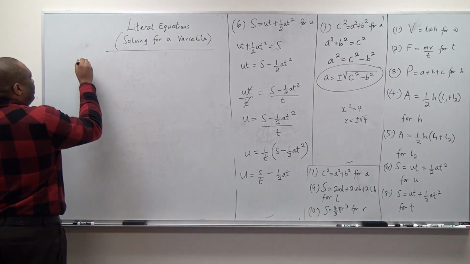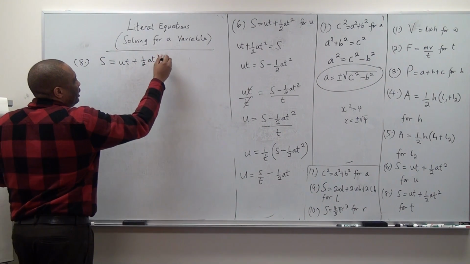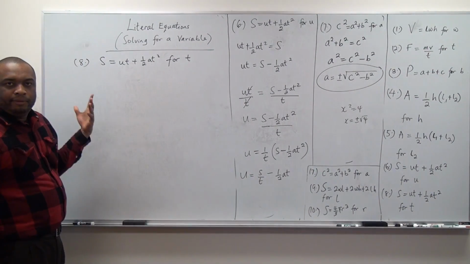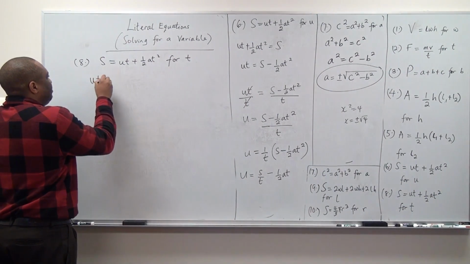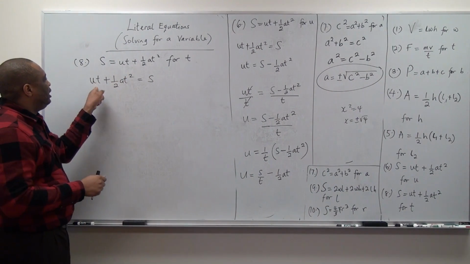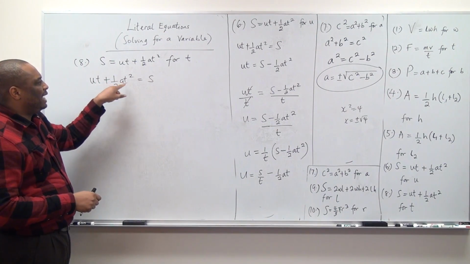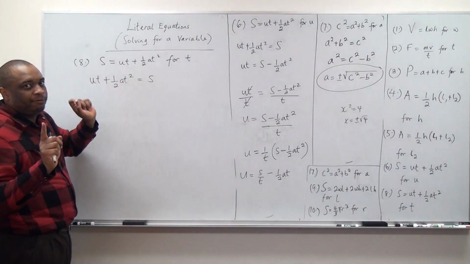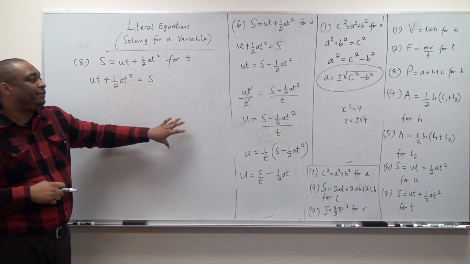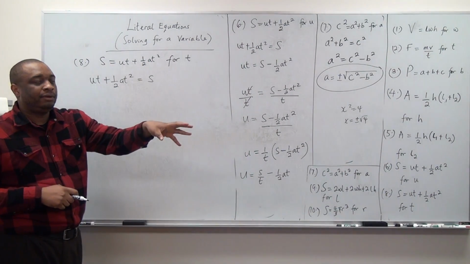Now number 8. S equal to ut plus half at squared. You want to solve it for t. First of all, rearrange: ut plus half at squared equal to s. In this case, you have to be careful. You have your t here and t squared here. Recall, and that reminds me, before you view this video, you need to understand the quadratic equation that we have done so far.